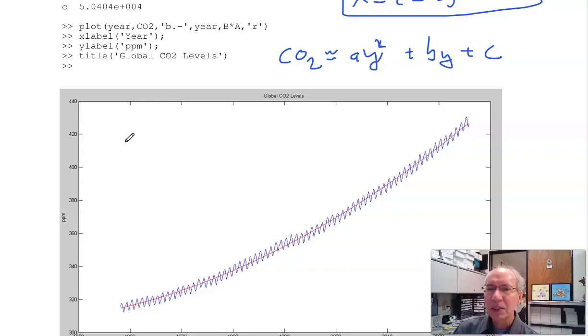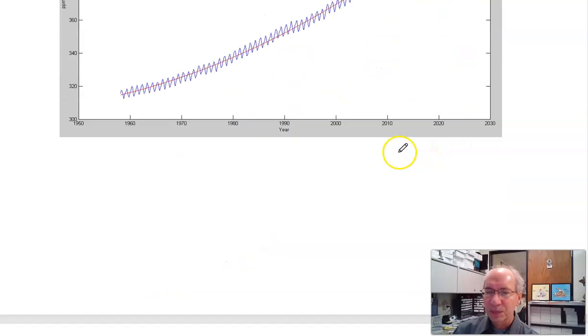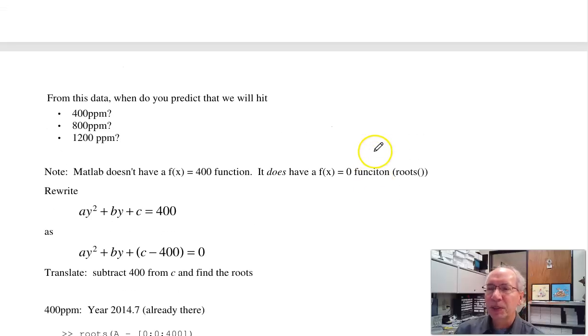If I then plot it, plot year versus CO2 as a blue line, year versus curve fit as a red line. There's my curve fit for the data. And you can see it matches pretty darn well. That's least squares curve fitting. Once you have that data, I can do stuff with it. Like, when is the CO2 level going to reach 400 parts per million?